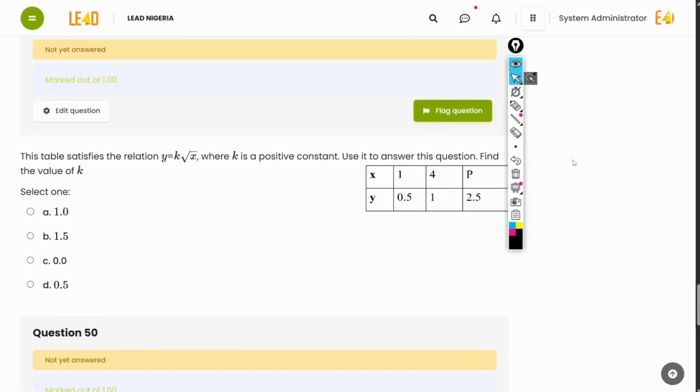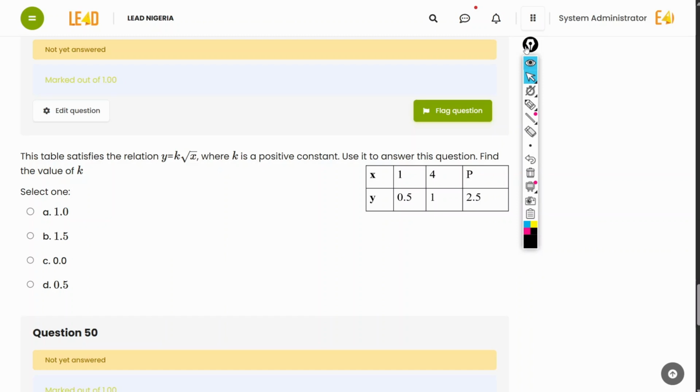All right, question 49 says, the table satisfies the relationship y is equal to k root x, where k is a positive constant. Use the table to answer this question, right? We are asked to find the value of k. Okay, so we have y is equal to k root x. This means a direct proportion.